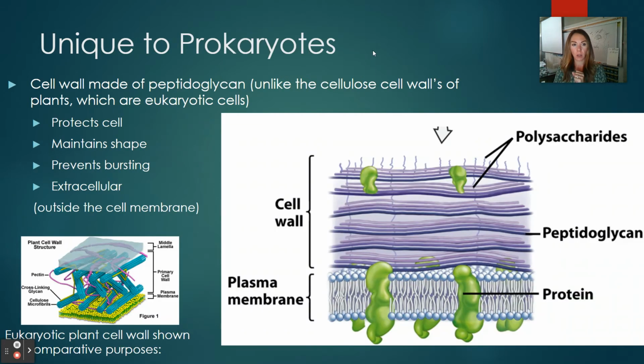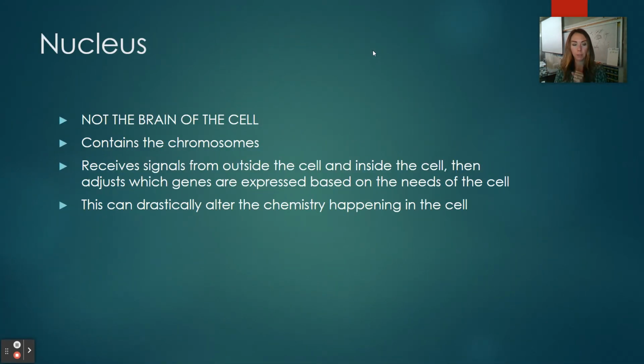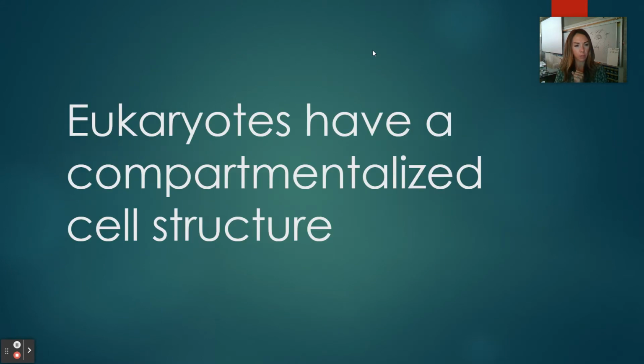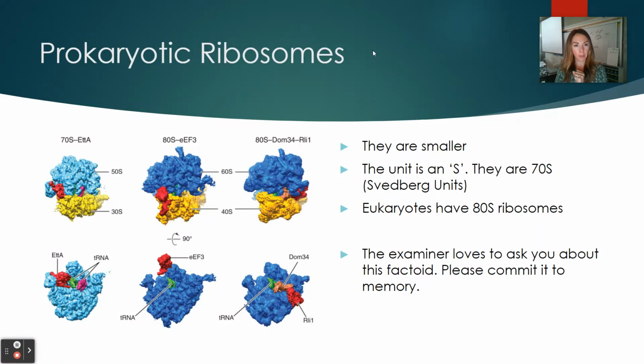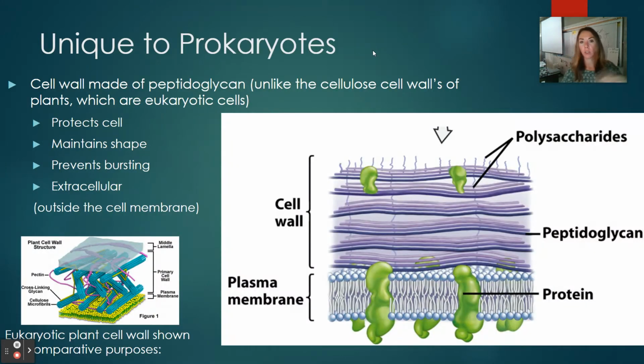And that's in contrast to eukaryotic cells that are extremely complex, and we'll look at those and diagram those in class. Okay, so some things that are unique to prokaryotes that eukaryotes don't have.